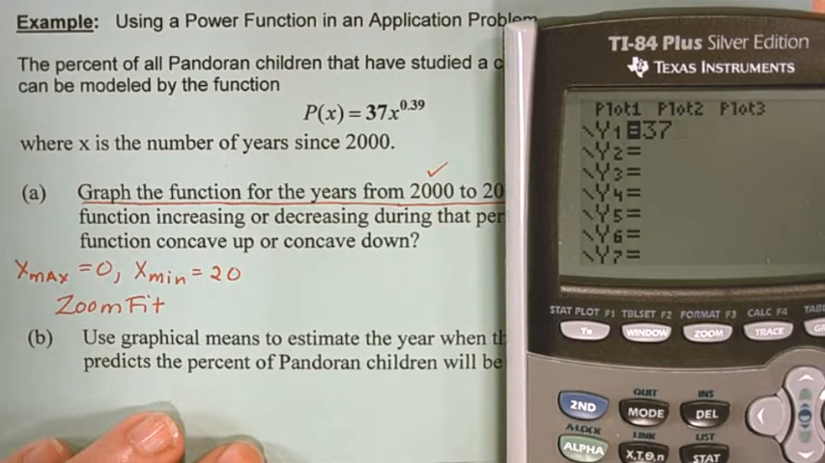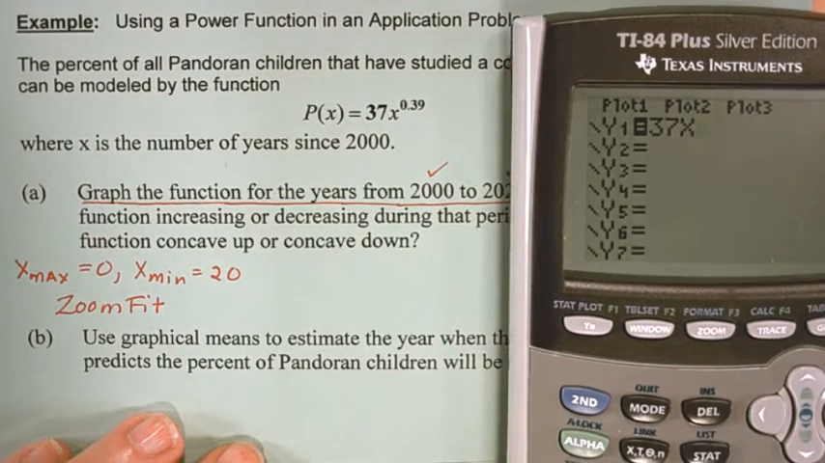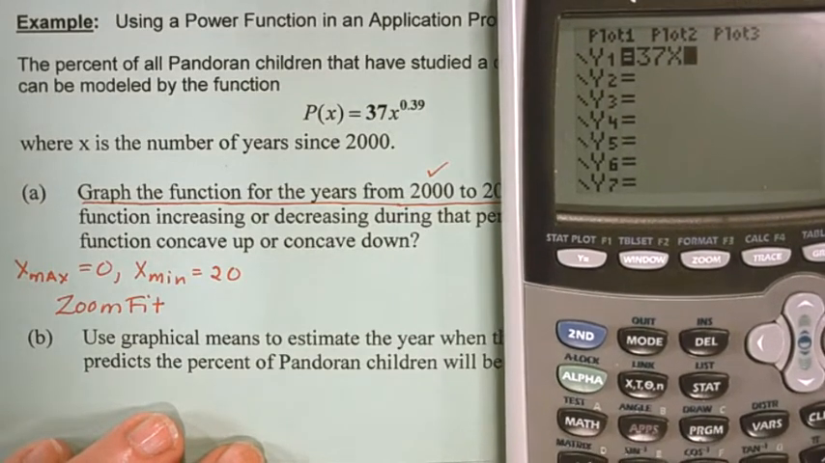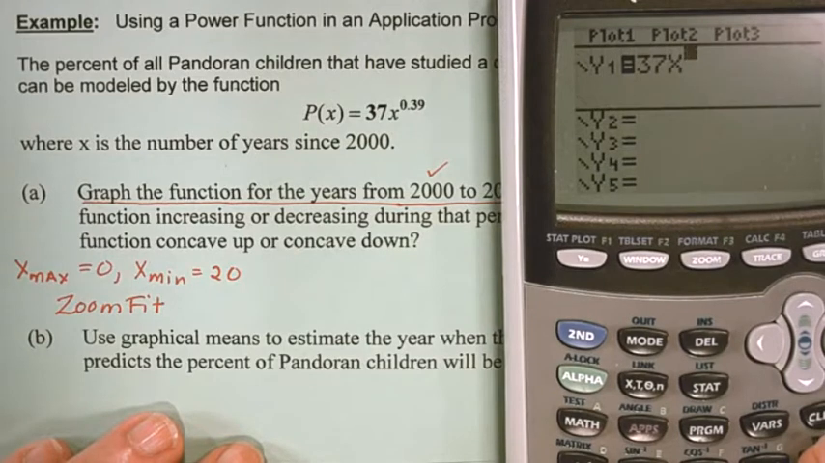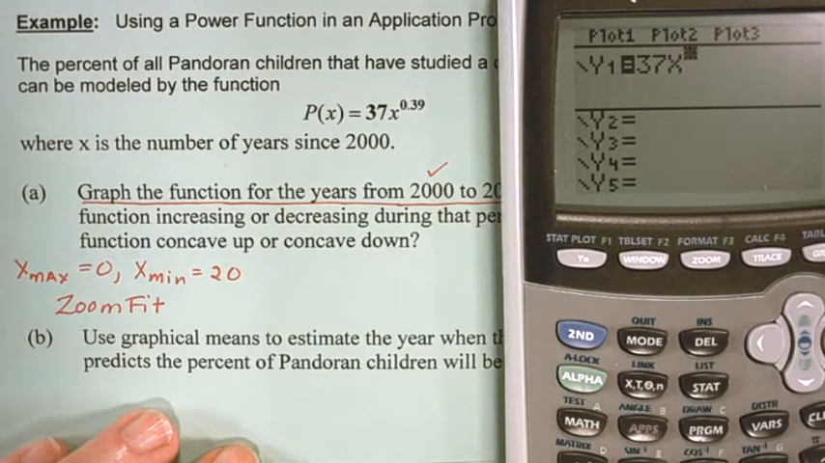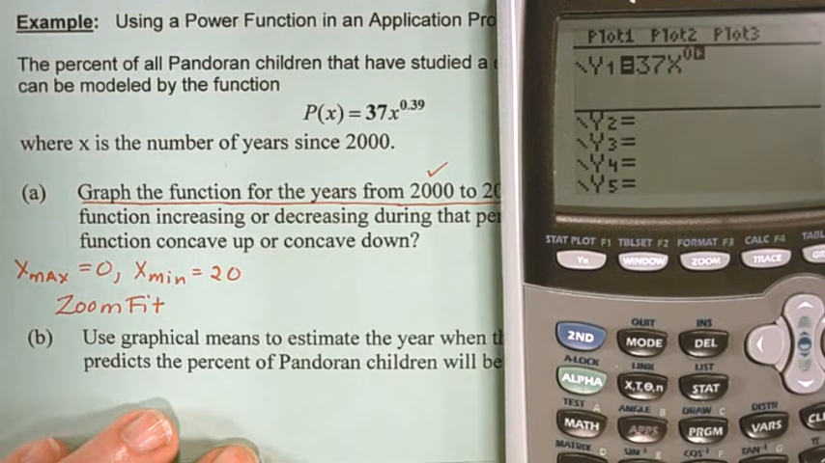I'm going to type in my function, 37x. Now the way you're going to get that exponent on there is to make sure that you hit the caret key down here. We've talked about that before, but we've never done it for power functions. So you want the caret key down below the clear button. And when you hit the caret key, see what happens? It gives you a little box to put the exponent in. So I'm going to put in my exponent, 0.39.